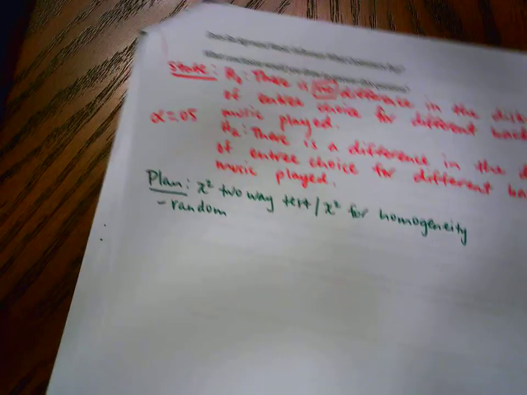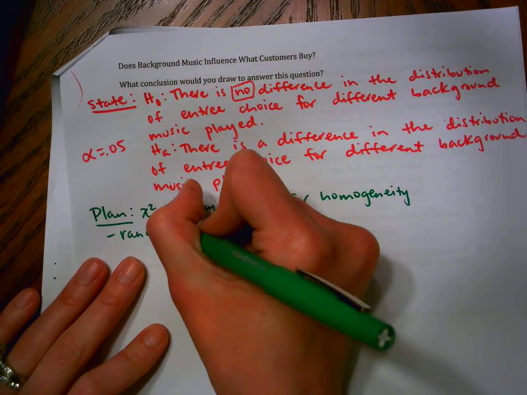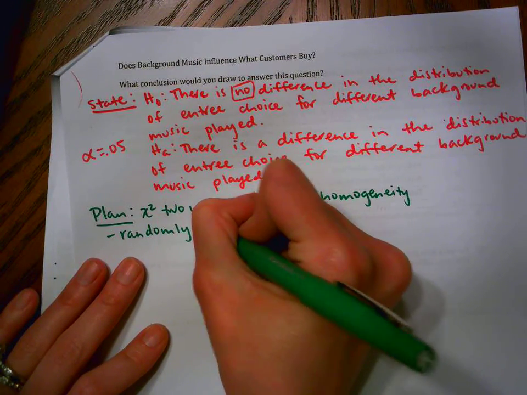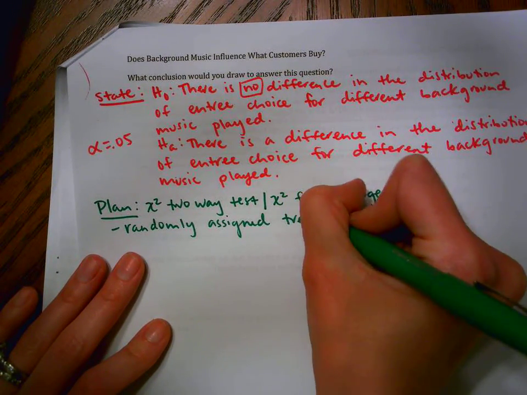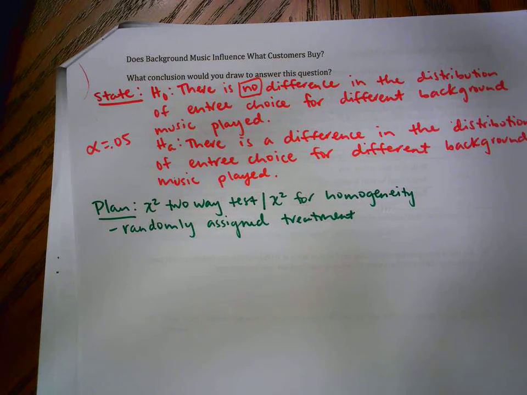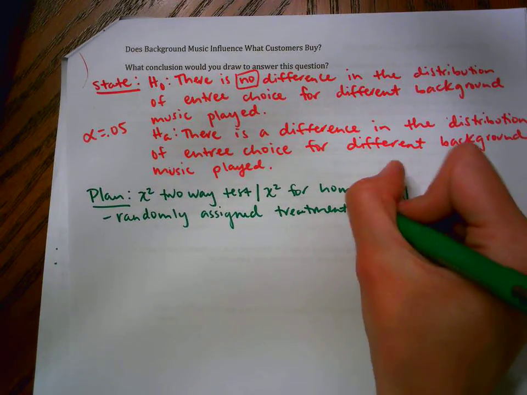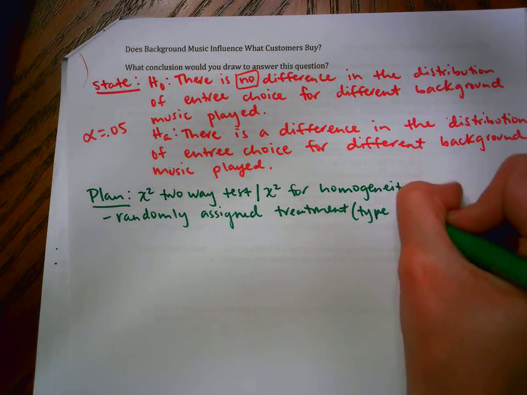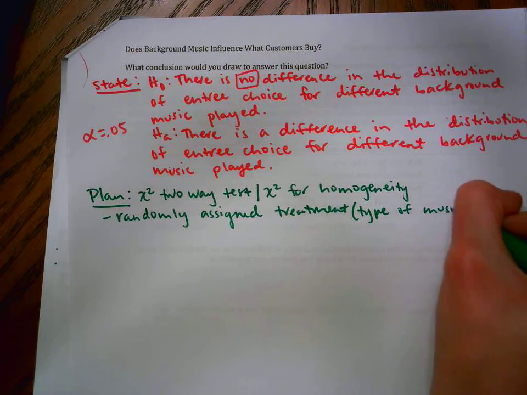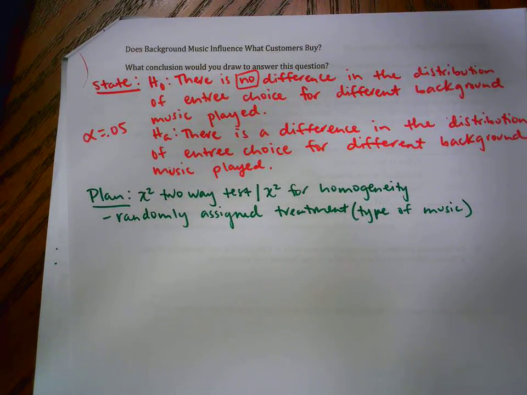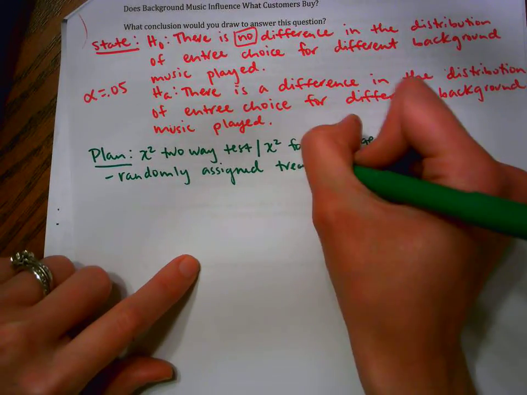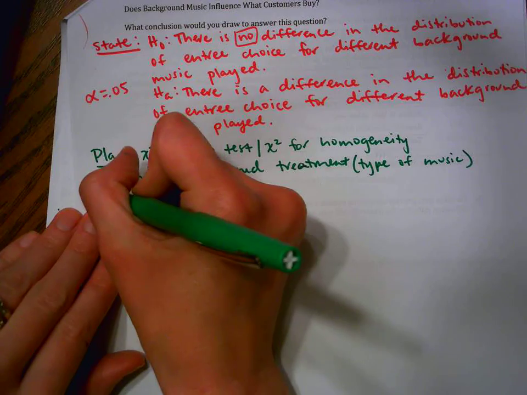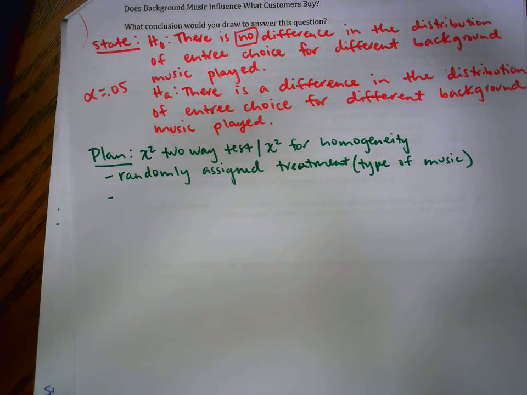So there was randomly assigned treatment. And I would go ahead and show that you know what treatment it was, type of music. Okay, so because of that, we don't need 10% rule, because it was an experiment, it was treatment, not a random sample. So then we can jump to the expected counts. So we want to say that all expected counts are greater than 5. Well, remember, you have to actually do the math.